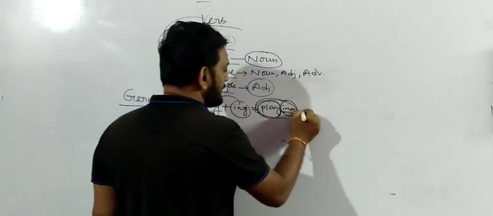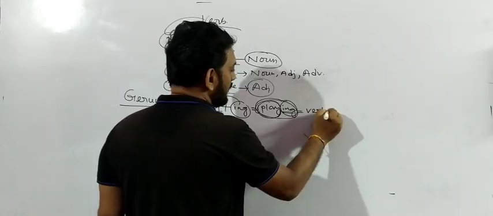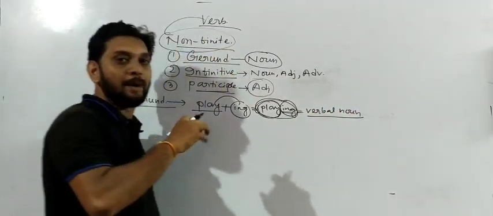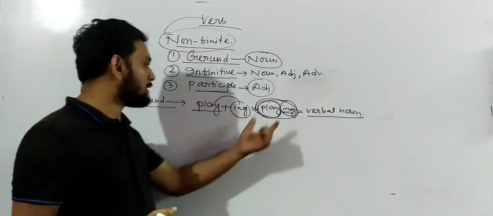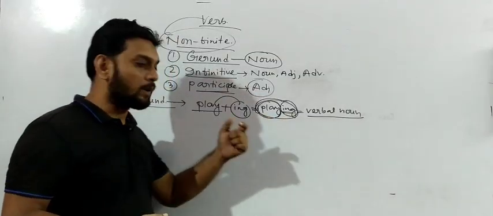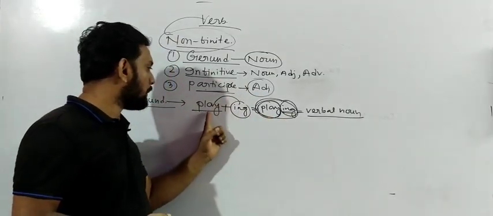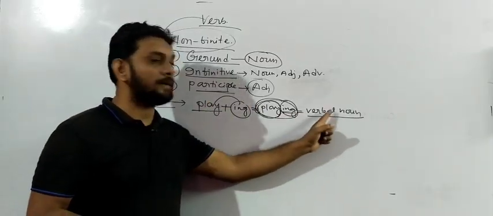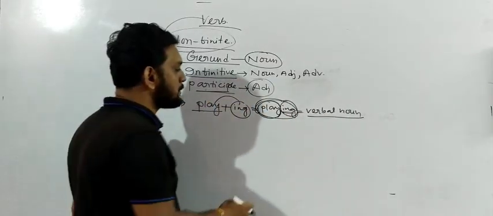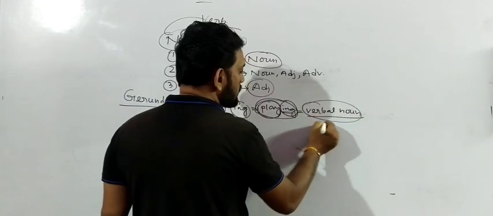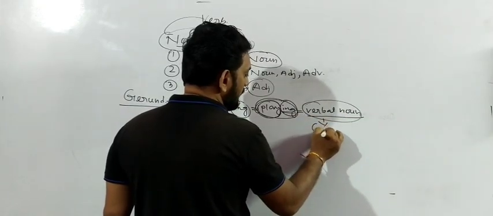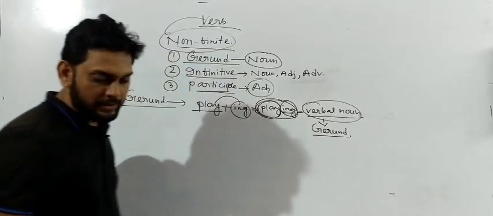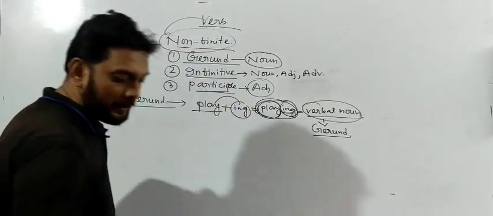So we can write it is a verbal noun. Why is it called the verbal noun? Because this term playing is coined from the word play, and that's the reason we can call it the verbal noun. And this verbal noun we can also call the gerund. Got my point? So playing.